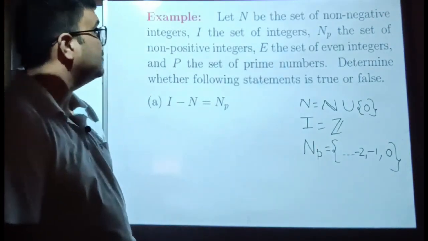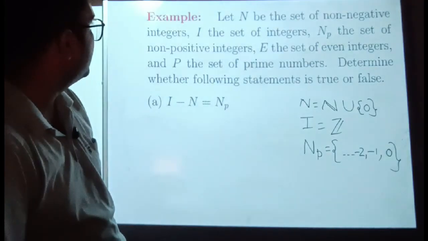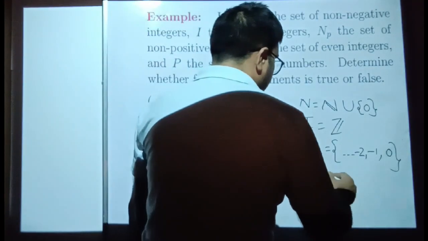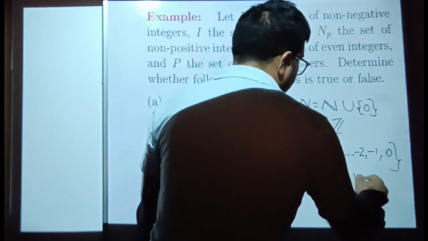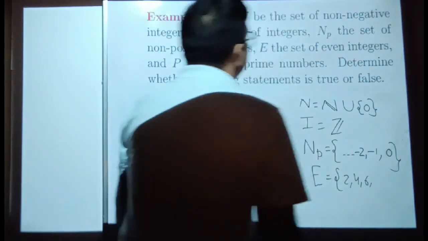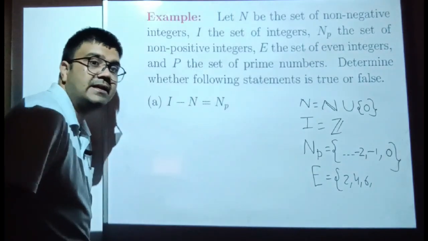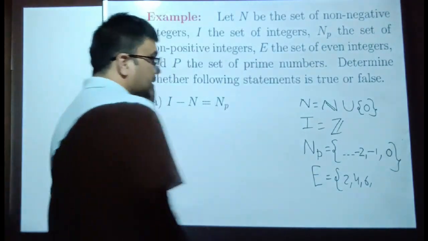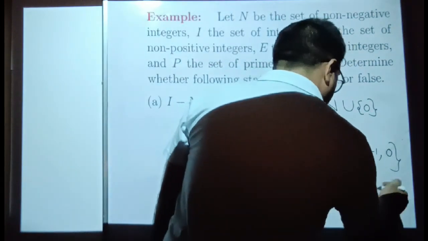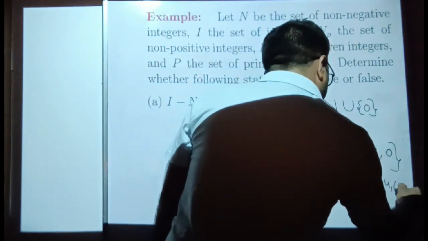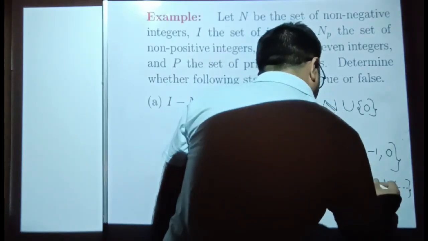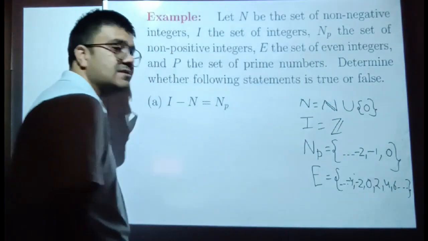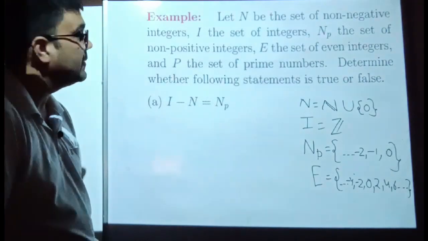And NP is the set of non-positive integers. E is the set of even integers. We are talking about integers, so when we talk about this set E, it will include the negative numbers also. So we will have 2, 4, 6, and so on. On the negative side, it is 0, -2, -4, and so on. This is the set E that is given to us.